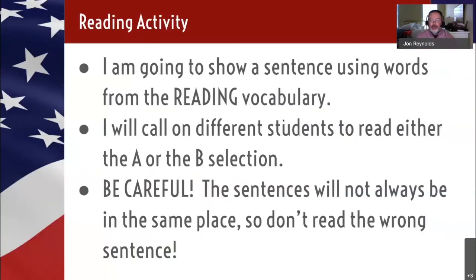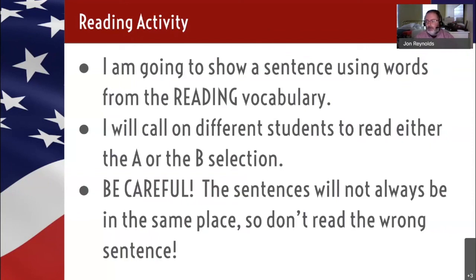What I'm going to do is show you a sentence or a question on the screen. These are using words from the reading vocabulary that the USCIS, the United States Citizenship and Immigration Services, uses on the test. So you will see some examples of the types of reading that you will see in the citizenship interview.